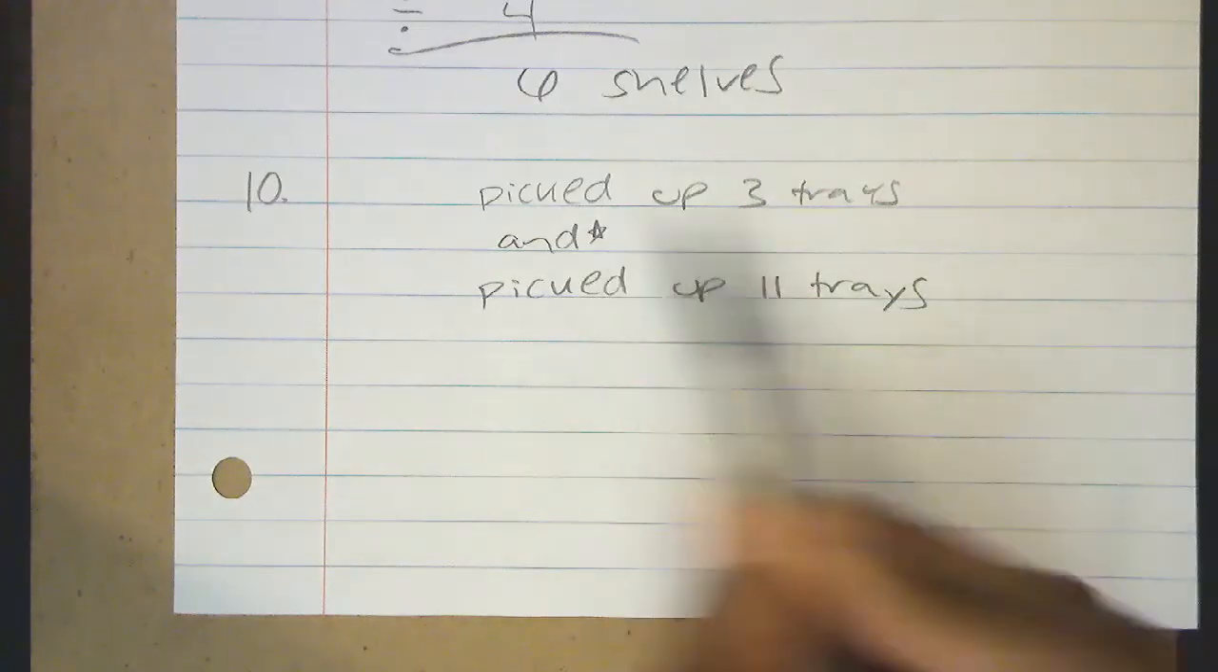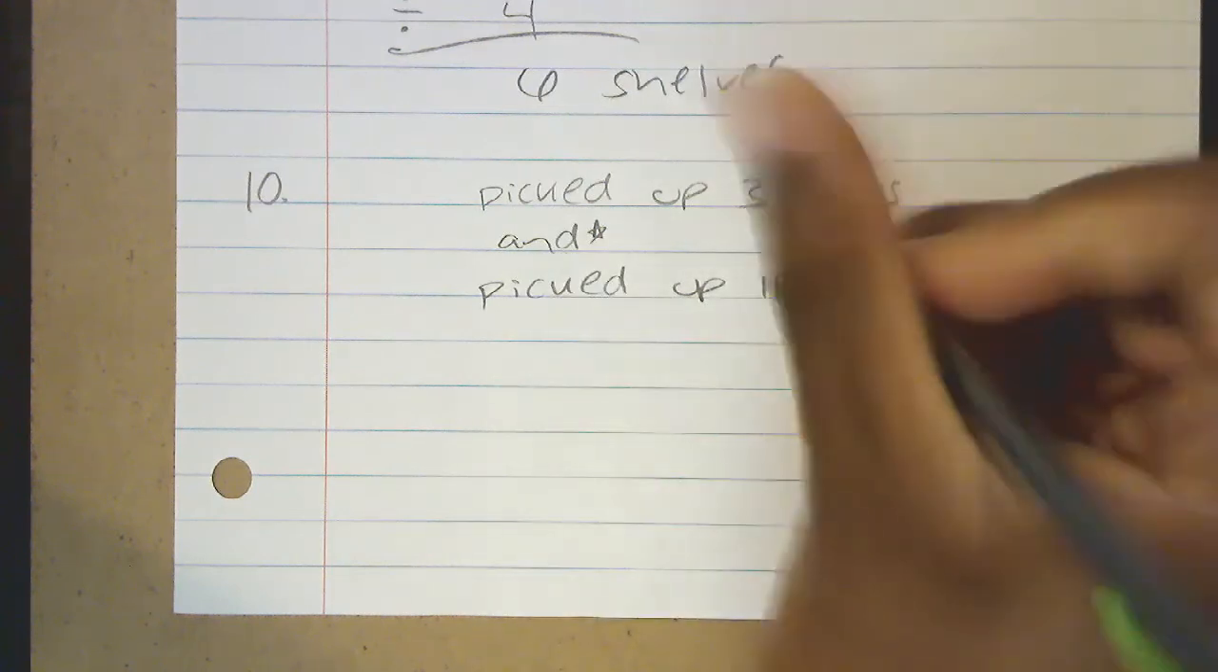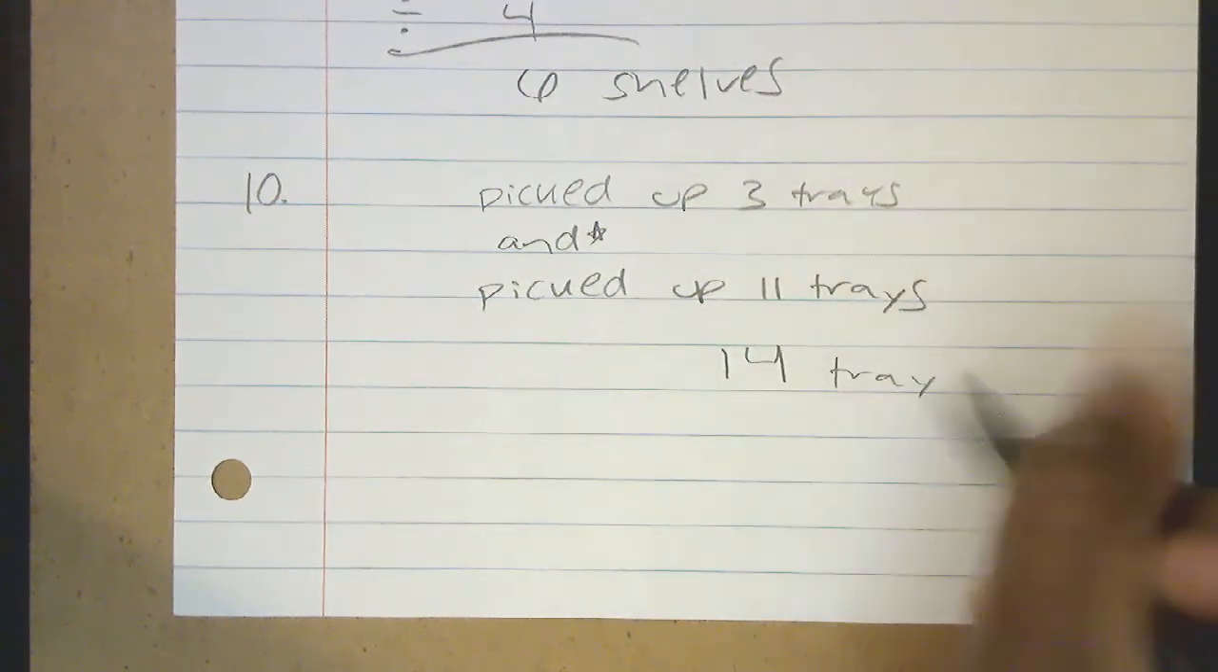All right, so we have picked up 3 trays and picked up 11 trays. So we're going to add 11 plus 3. We're going to get 14 total trays that were picked up.